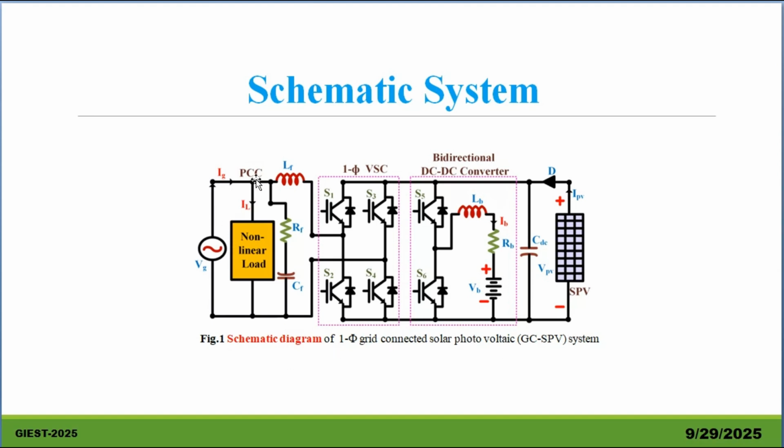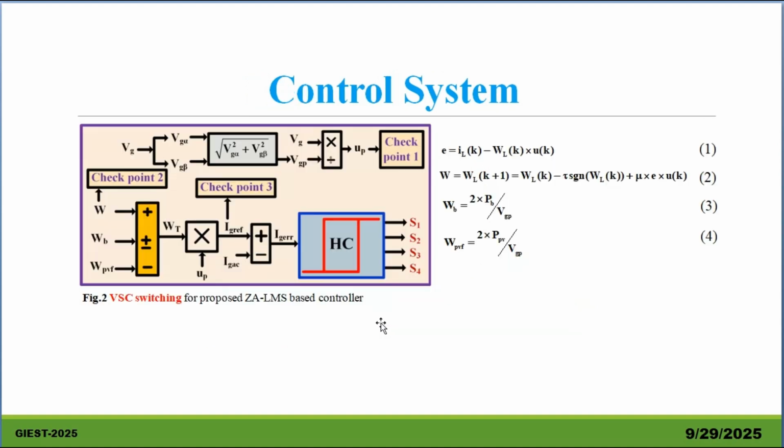Here we see that at the point of common coupling, the grid, non-linear load, and a single-phase VSC are connected. The single-phase VSC is connected with the interfacing inductor LF. An RC filter is connected across the grid, and next at the DC link side a bidirectional DC-DC converter and a solar PV system are connected.